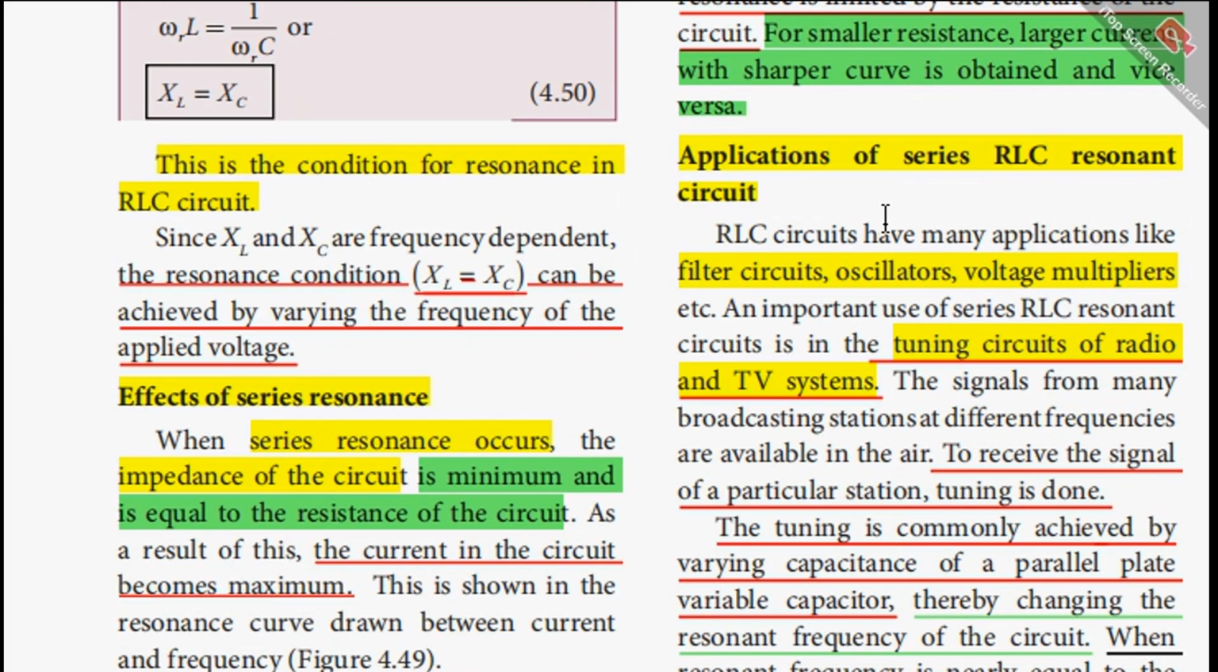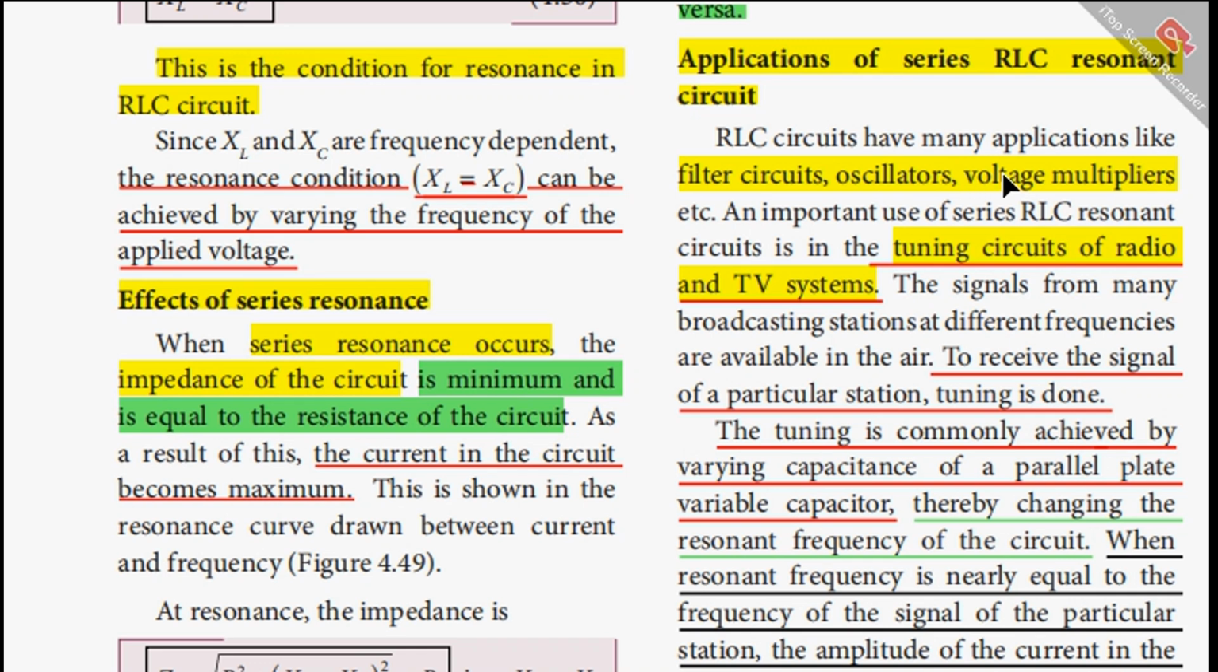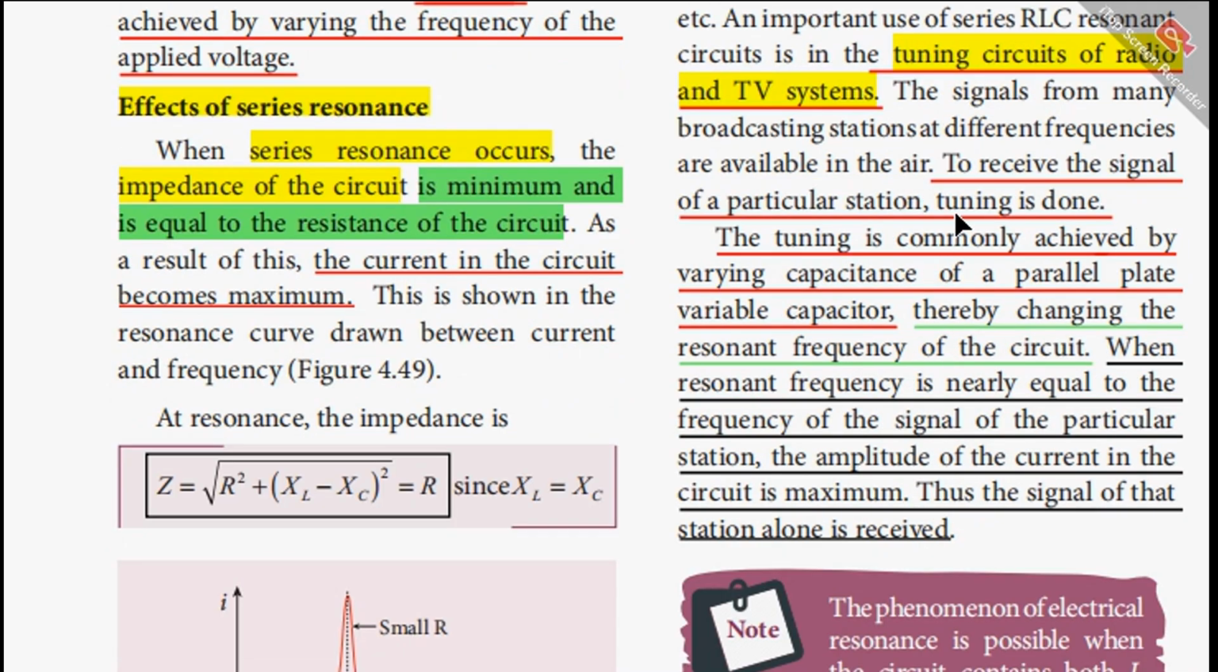Now let us see what the applications of the series RLC resonance circuit are. These RLC circuits may have applications like filter circuits, oscillators, voltage multipliers, etc. An important use of the series RLC resonance circuit is in the tuning circuits of radio and TV systems, as you would have seen already. The signals from many broadcasting stations at different frequencies are available in the air, and to receive the signal of a particular radio station, we have to tune the circuit. That is what we call tuning the radio circuit.